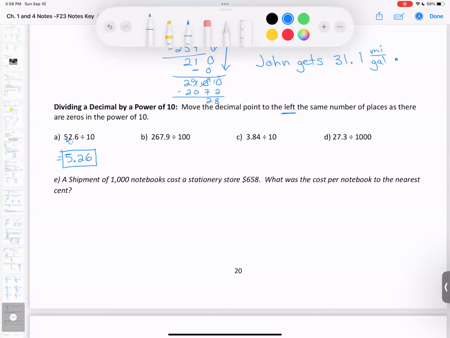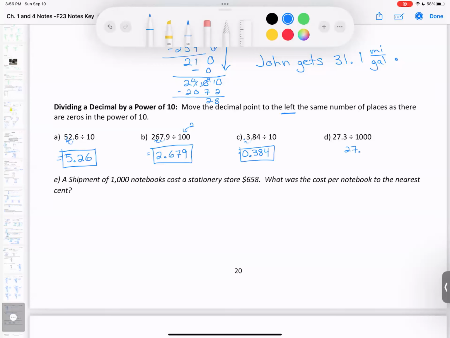Okay, next one. So again, we're going to move to the left. This time we're going 2 decimal places because there were 2 zeros in our number 100. And we end up with 2 and 679 thousandths. All right, next one. So we're moving our decimal place to the left 1. So it's going to end up here, and that's okay because we can just add a 0 in front. It's 0.384, or 384 thousandths.